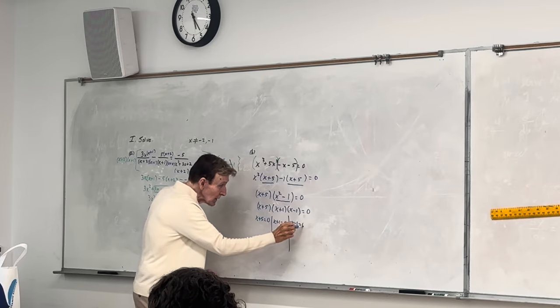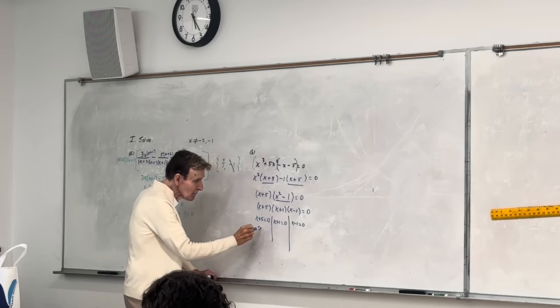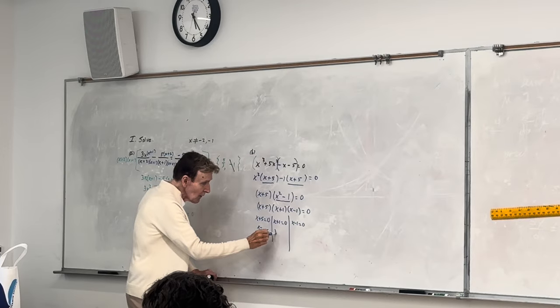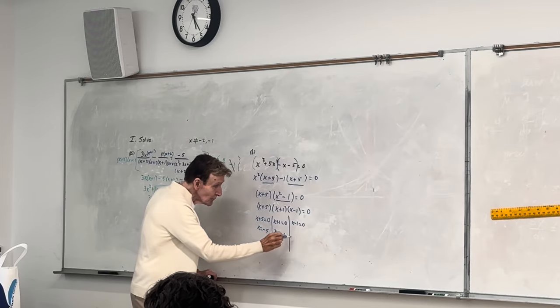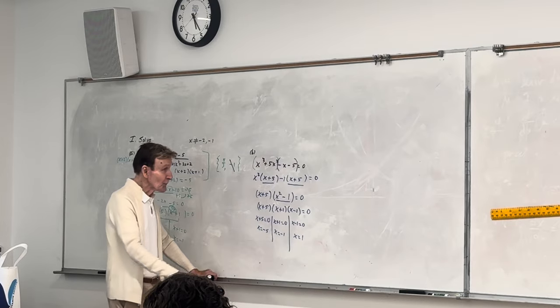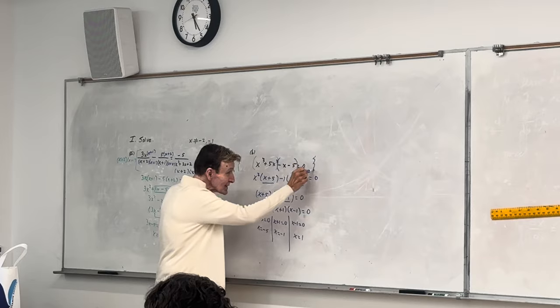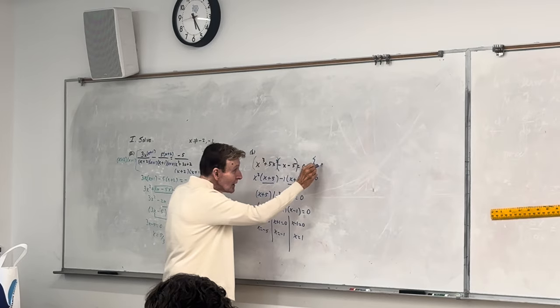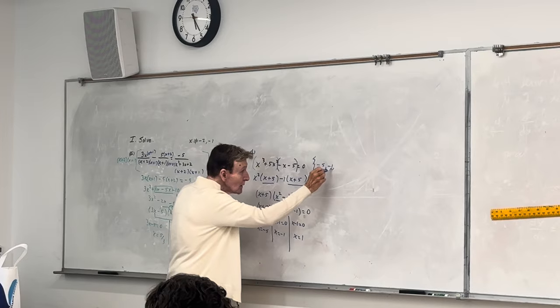Guys, it's easy from here to solve the first one, no problem. It's negative 5. Solve this one, no problem. Negative 1. Here, 1. And sure enough, I got 3 zeros, which we thought we should get, and they are negative 5, negative 1, 1.